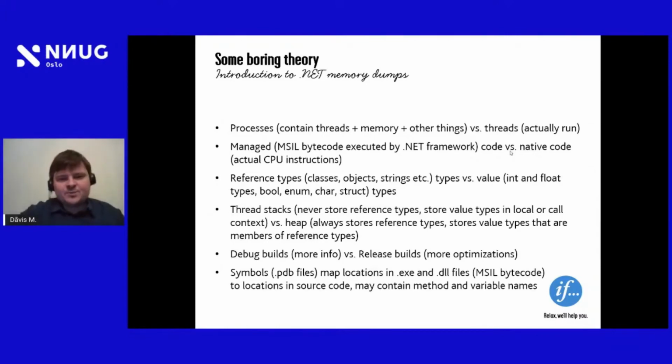And then there's this important distinction between reference types and value types, because a thread stack, which is a piece of memory allocated to each thread, will never store reference types. It will only store pointers to them. And that's one of the reasons why it's always preferable to collect full memory dumps, because they will include the heap, which has the actual objects. Otherwise, you might just see that, okay, on the thread stack you had this object, and you will have no clue what the actual field values are, etc.